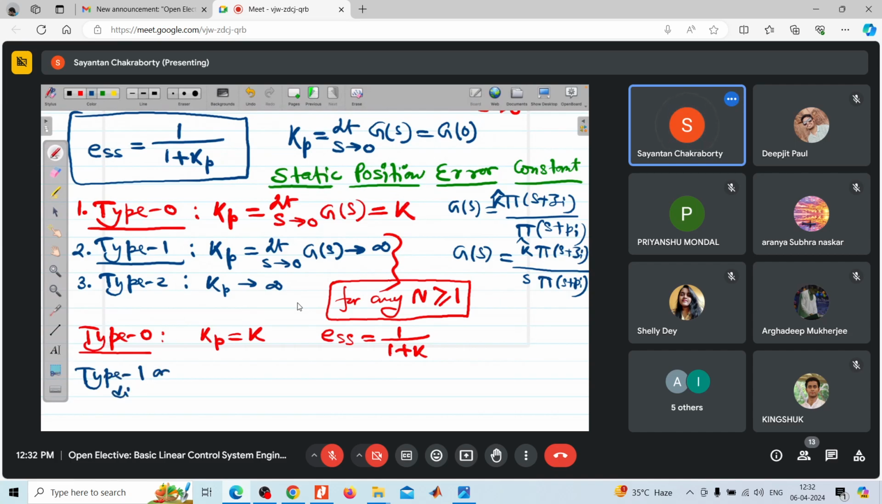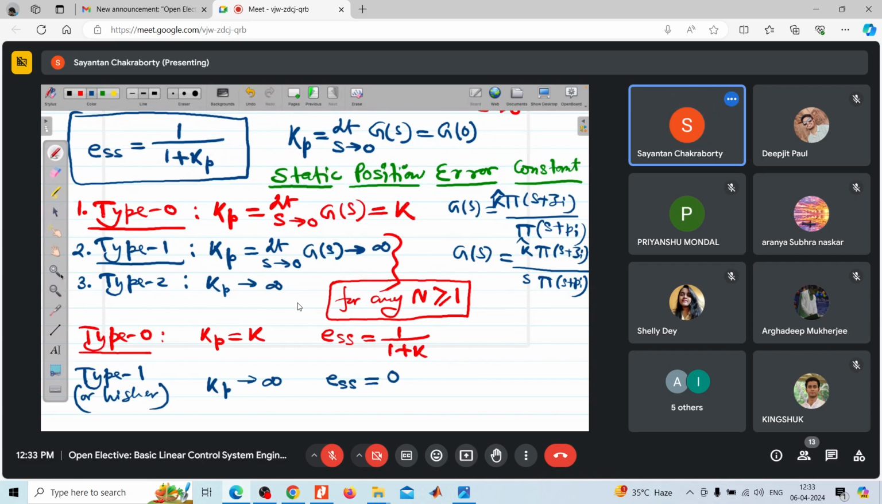But for type 1 or higher, Kp tends to infinity. So what does it mean? Ess will be equal to 0. Right? So these are merely some numbers. Now we have to interpret. We have to interpret what is the significance of these numbers.